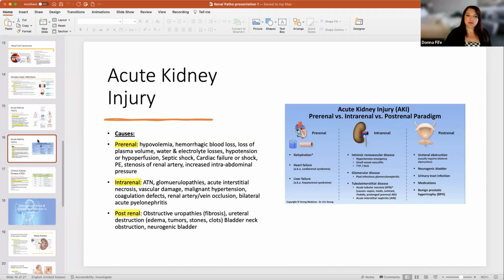Intrarenal: ATN, acute tubular necrosis, glomerulopathies, acute interstitial necrosis, vascular damage, malignant hypertension, coagulation defects, renal artery or vein occlusion, and bilateral acute pyelonephritis. Post-renal causes: obstructive uropathies such as fibrosis, ureteral destruction from a tumor, edema, stones, or clots, and bladder neck obstruction or neurogenic bladder. Here are some other different causes, comparing those there.